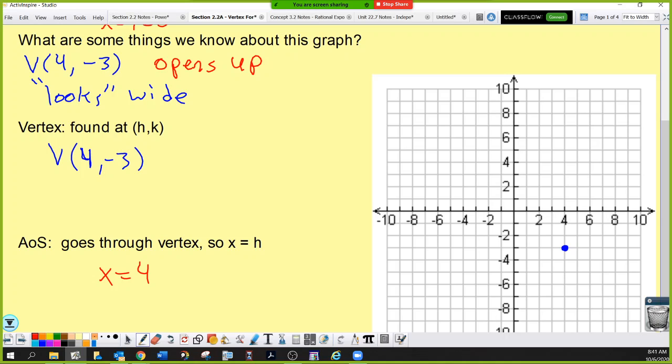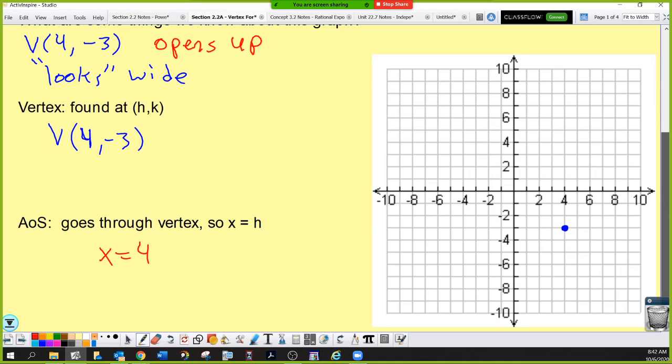I'm going to graph this as a dotted line, and I'm going to do it in red, and that's why I wrote it in red. The dotted line is not actually part of the graph. It's a property of the graph, but it's not actually part of the graph. The graph will be in blue. But this red dotted line is the line that cuts the graph in half. Whatever happens on one side of it happens on the other side of it. Folds in half there.